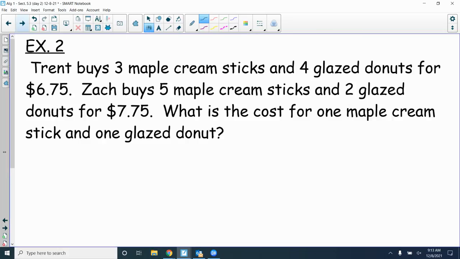So you got some maple cream sticks and you got some glazed donuts. And we got to come up with 2 equations. Trent buys 3 maple cream sticks and 4 glazed donuts for $6.75. Zach buys 5 maple cream sticks and 2 glazed donuts for $7.75. We can figure out the cost of one. Give me some variables. We don't always have to use X and Y. What variable for my maple cream sticks? M, because they're maple. And for glazed donuts, let's use D for donuts.